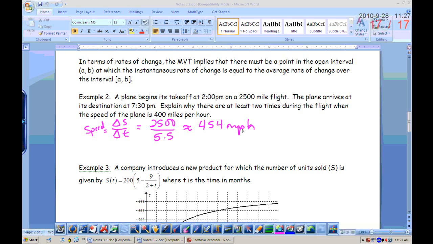All right, we just explained it, so I'm not going to write that down. Maybe I will. So you're going to hit 400 at least twice, because you'll hit it as you're speeding up to your cruising speed and as you're slowing down to land. I don't want to write that. I'm lazy. Okay.